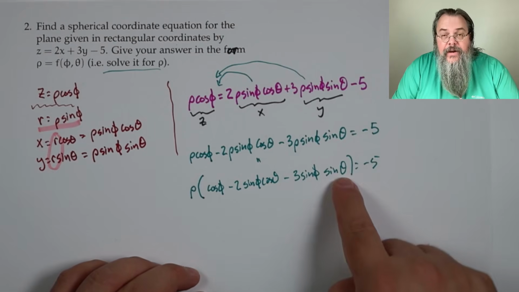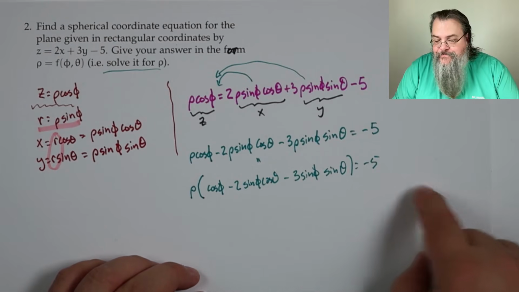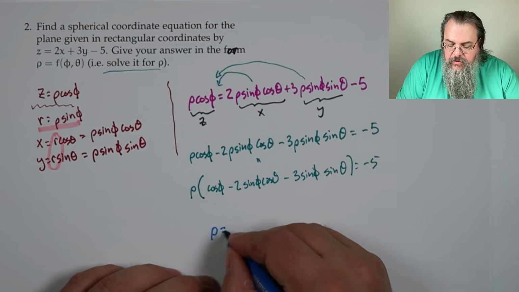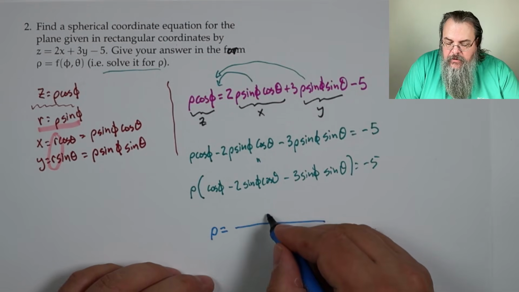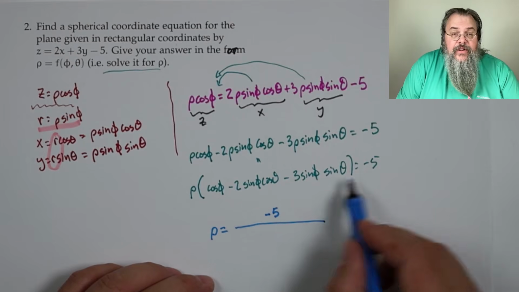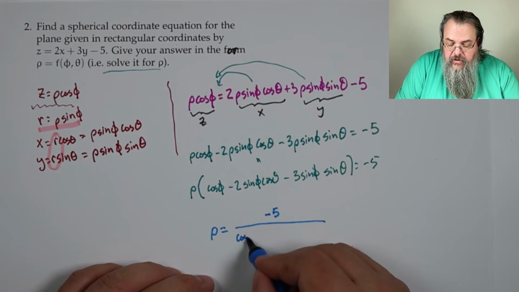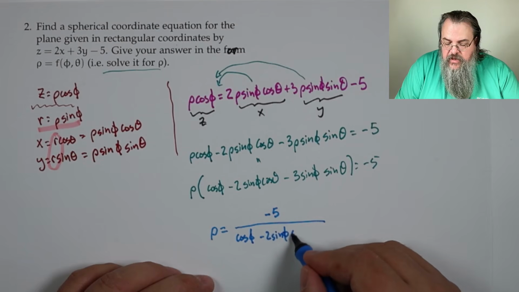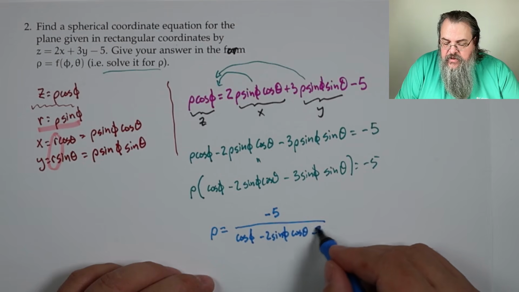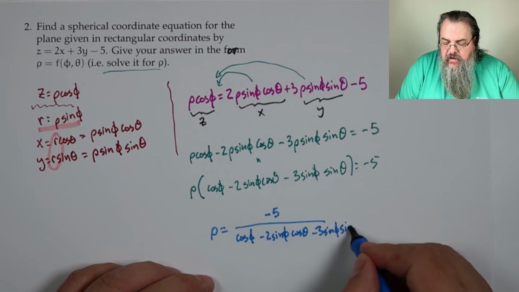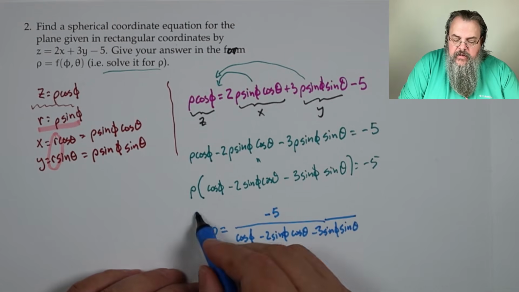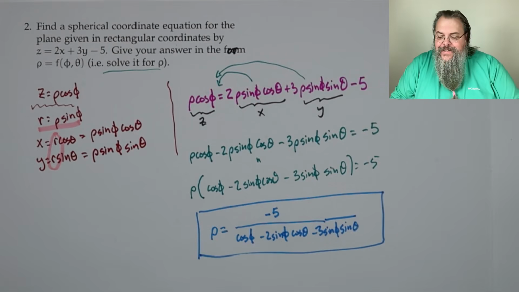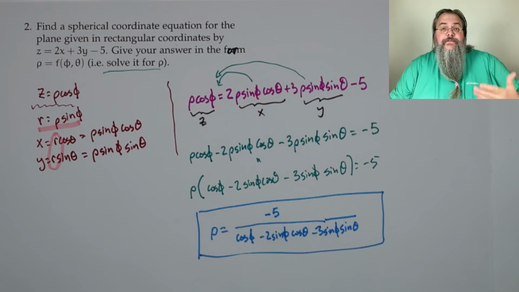So we move this across by division, giving us that rho is equal to a fraction. We have the negative 5 upstairs, and downstairs we have all these pieces: the cosine phi minus 2 sine phi cosine theta minus 3 sine phi sine theta. And that's the answer. Woohoo! We're done.